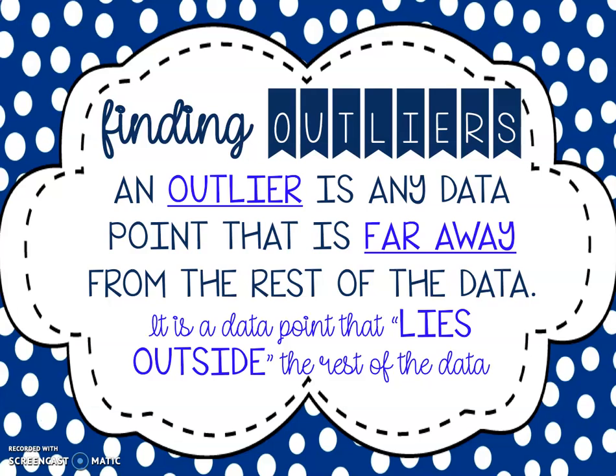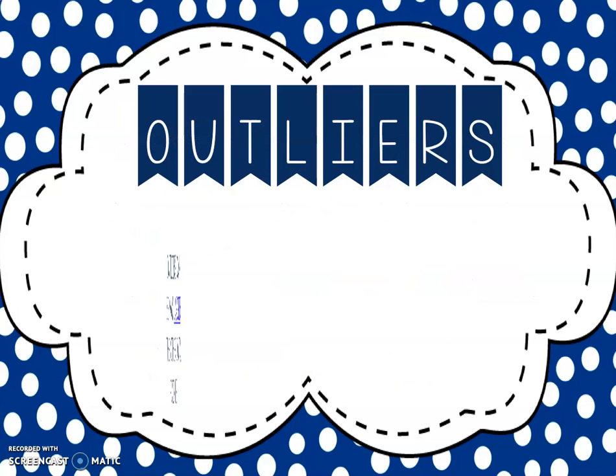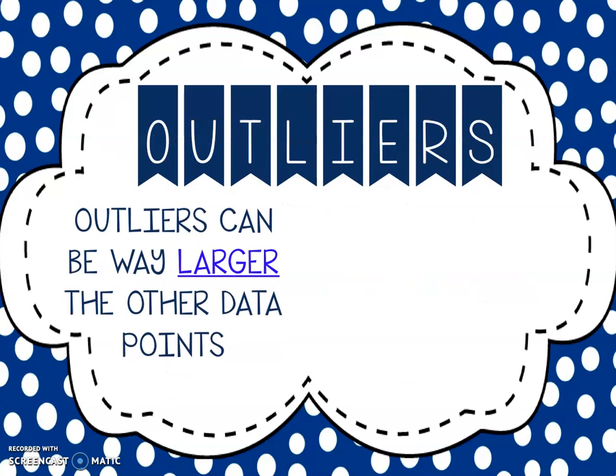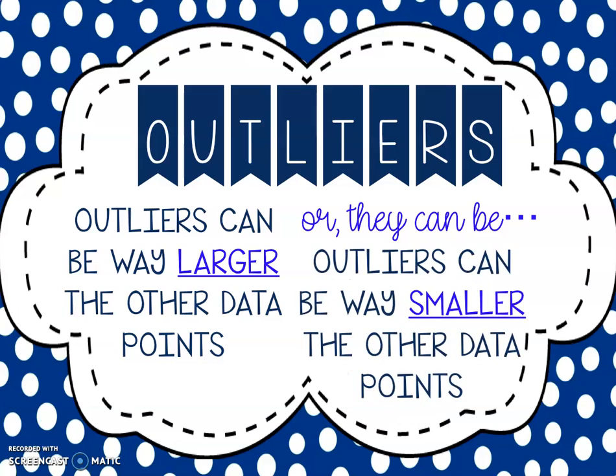It lies outside. So when we're talking about outliers, they can be way larger than the data set, or they can be way smaller than the data set. Whatever it is, you're going to see a cluster or a group of data, and then you're going to see a number that is way, way smaller or way, way bigger. That lies outside the data set, so we call it an outlier.